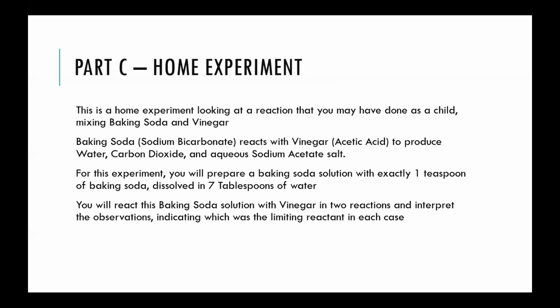The last part of the experiment, or part C, is a home experiment. And you're mixing together baking soda and vinegar. And you've probably done this as a kid. You mix baking soda and vinegar and it makes the little volcano. Same reaction. So you're taking baking soda, or sodium bicarbonate, and reacting that with vinegar, which is acetic acid.